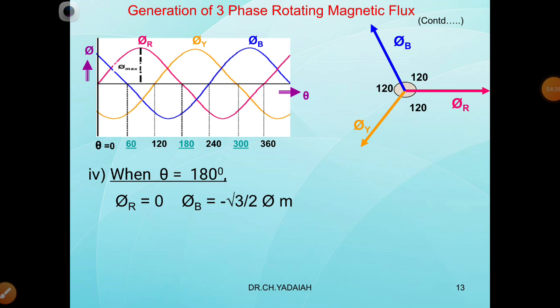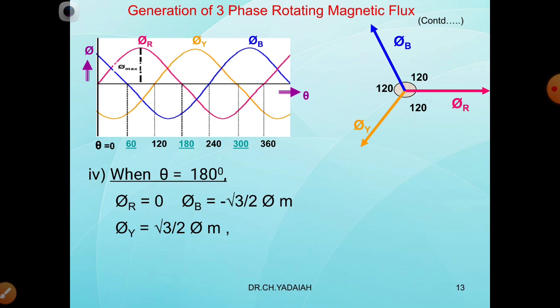Now we take 180 degrees. At 180 degrees, what is happening? R phase once again becomes 0, and for B phase, what is the value? You substitute 180 degrees. That is equal to phi m sin of 180 minus 240. So we get minus root 3 by 2 phi m.